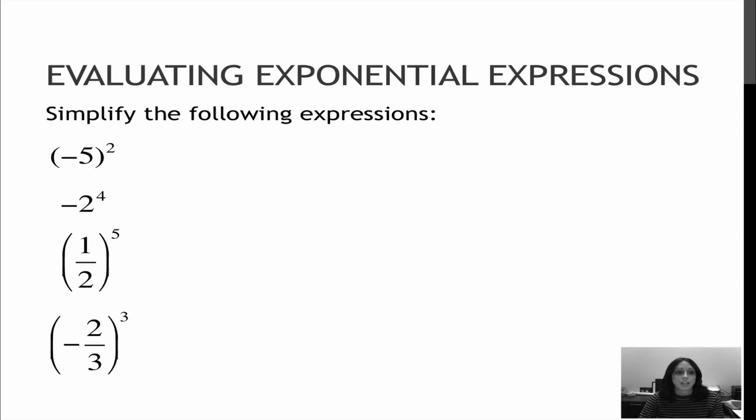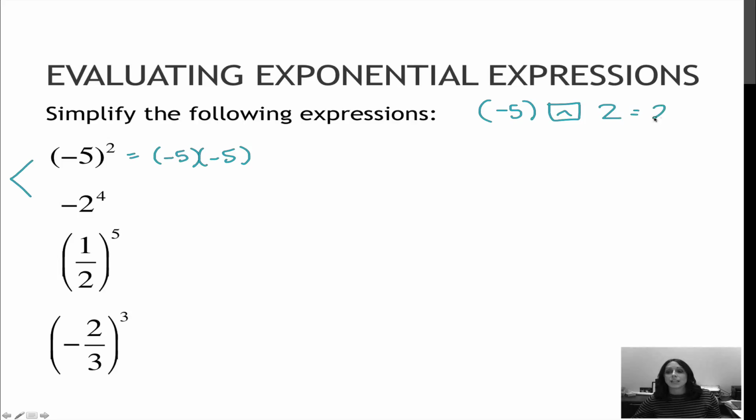For this first one, I really want to focus on the difference between these two examples. In my first example, I have -5 squared, but that -5 is in parentheses. When I have the parentheses with the exponent on the outside, that means this is like -5 times -5. When I enter that into my calculator, I need to make sure that I enter it as -5 and then the little caret button, or whatever button you are using, and then 2.